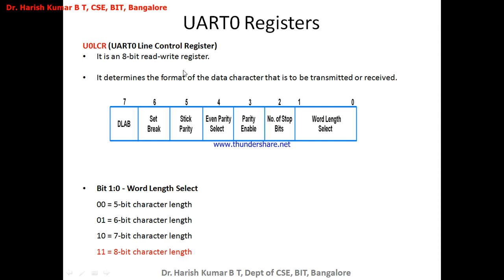It's an 8-bit read write register, which can be read also, which can be written also. So this is how it looks. We have bits 0 to 7, 8 bits, and the first 2 bits are reserved for specifying the word length. When the sender is sending to the receiver, they must agree on the word length. How many bits make the word length is specified using these 2 bits, 0 to 1.